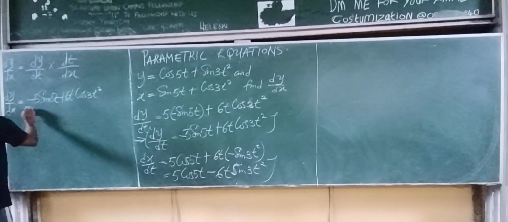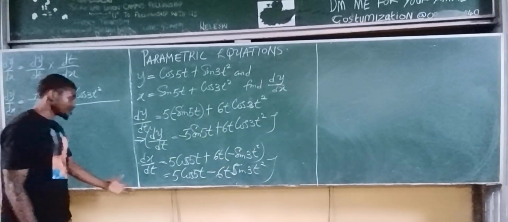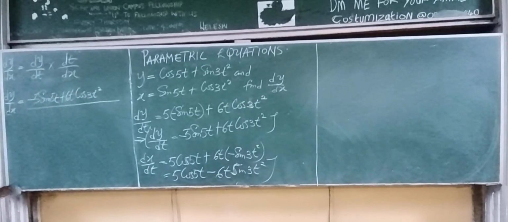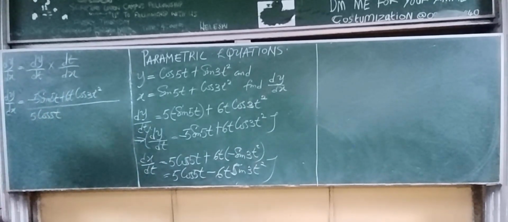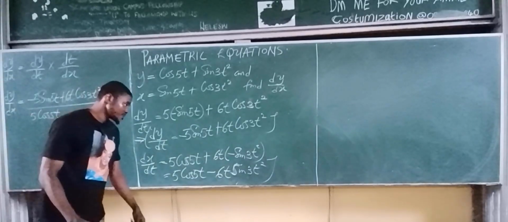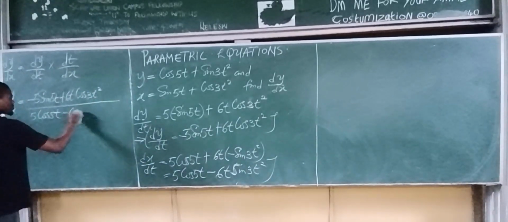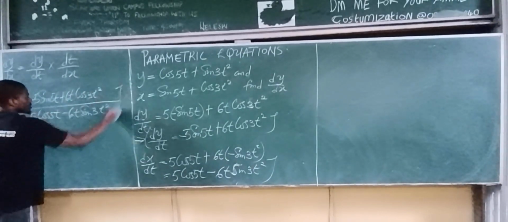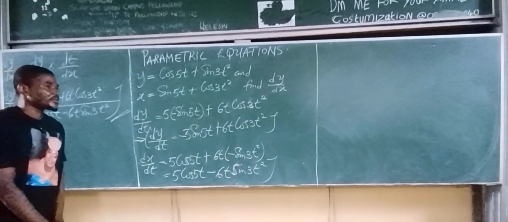multiplied by the inverse. Of course, inverse is simply dividing by dx/dt, which is the whole of this value. So that's 5 cos 5t, okay, minus 6t sine(3t squared). All right, so that becomes the answer to that differentiation.